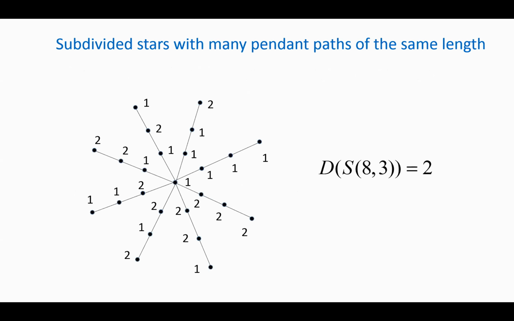And I can still get by with just using two different labels, okay? So I can say that the distinguishing number of this graph here, 8 spokes, each of the spokes has length 3, we get a distinguishing number of 2. And we can continue this as far as we like, right? More and more paths can be added in here, provided we make them longer so that we can take advantage of all of the different combinations.